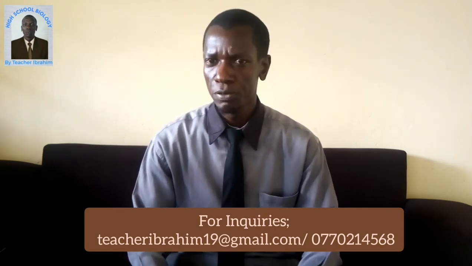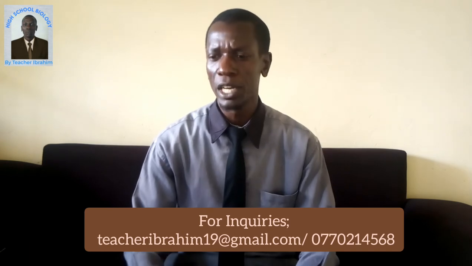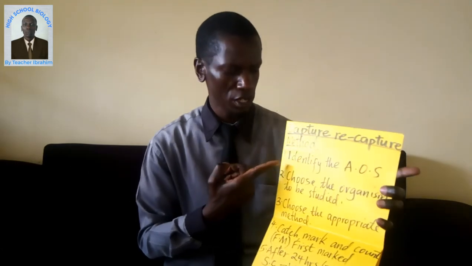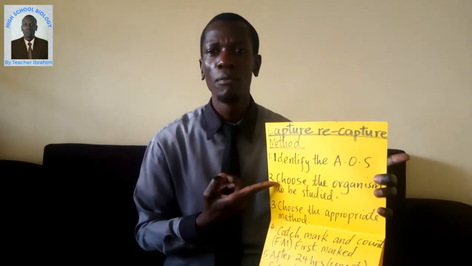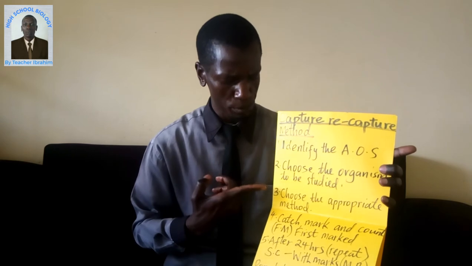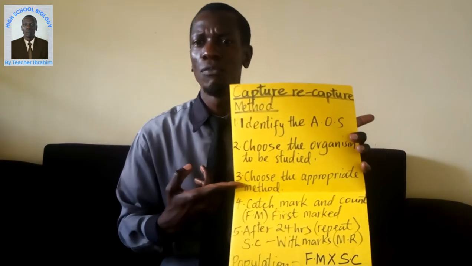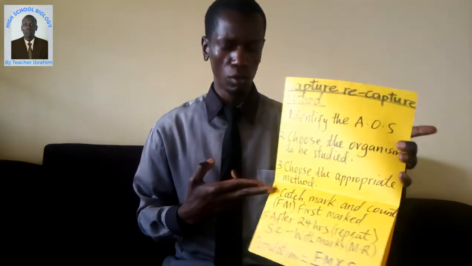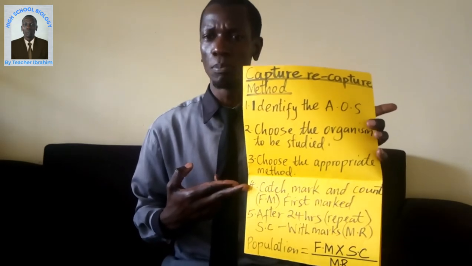When you get into the field of study, you first start by capturing the organisms, and upon capturing the organisms, you need to determine their number. Number one, you identify the area of study. Number two, you choose the organism to be studied. Number three, you choose the appropriate method of capturing these organisms. Number four, you now start catching the organisms. You catch as many as possible.